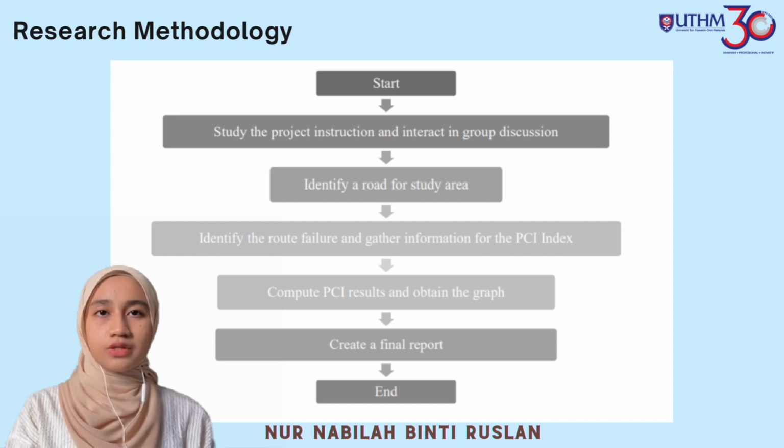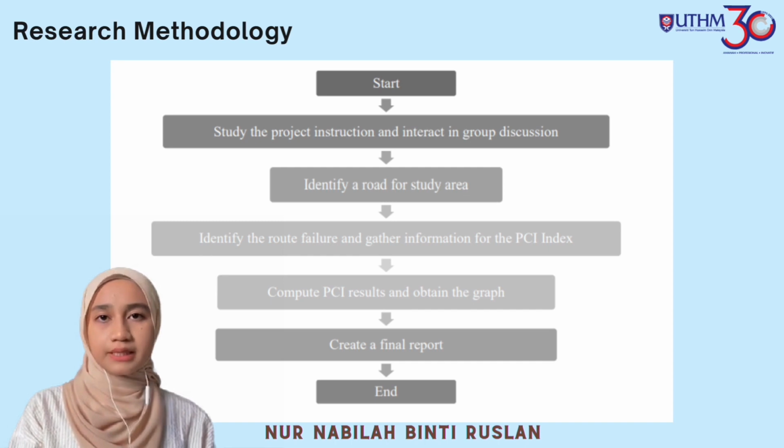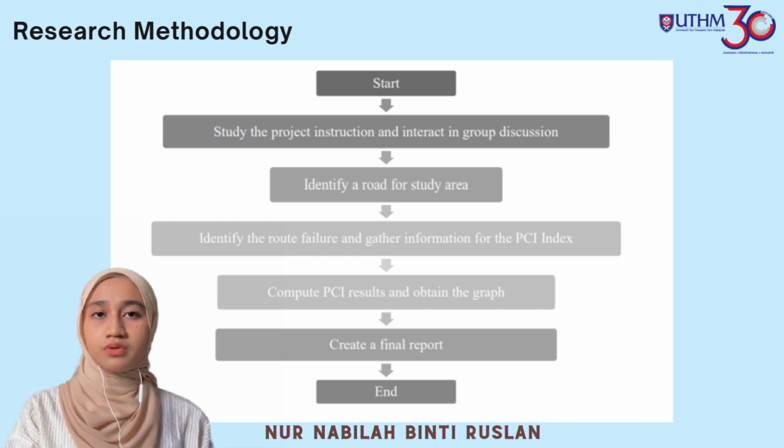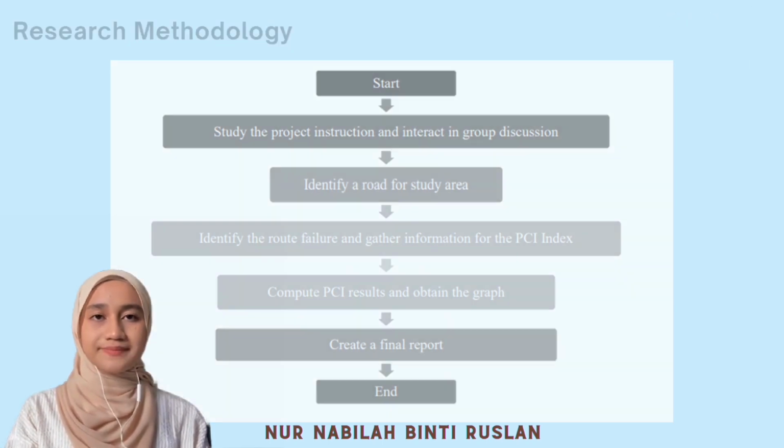Okay, so for the research methodology, first, we need to study the project instruction and we need to interact with each other in group discussion. Second, we need to identify 1 km road for the study area, which we have chosen Jalan Parit Highland, which is in Parit Raja. Third, identify the road failure, either bleeding, patching, potholes, depression or others. And then we need to gather all of the information for the PCI index. Fourth, we need to compute the PCI result and obtain the graph based on the result. Lastly, after all the data and the graph have been done, we need to proceed to do the final report.